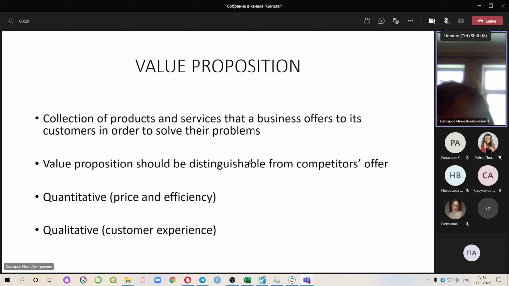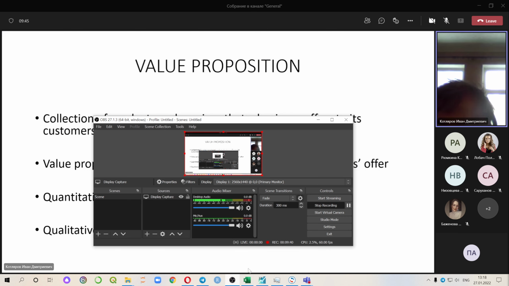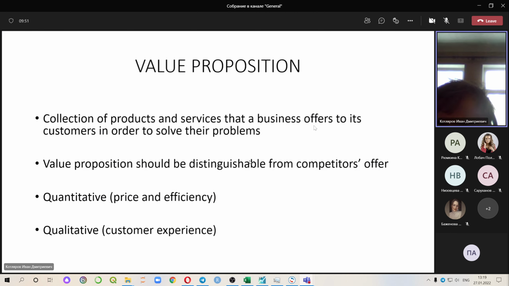Obviously, these additional features are related to products and services, but products and services are a basis of the value proposition. The key parameter of value proposition is distinctive features that distinguish this product and service from competitors' offer. Guys, do you understand? Is it clear? Yes, it is. Okay, great.